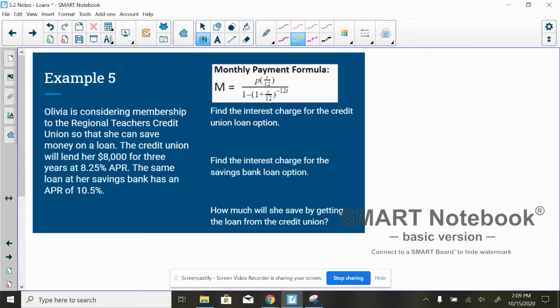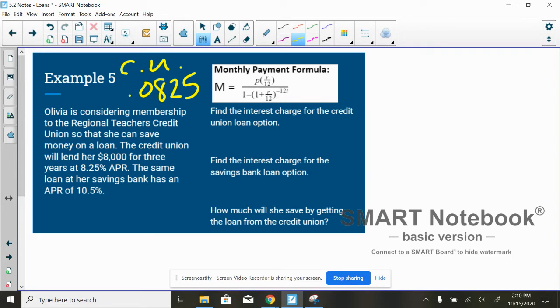So anytime we're getting a loan, you guys, we want to go for the least amount of years to pay that off and the lowest interest rate so that you pay the bank the least amount of money possible. So before I even do anything, I'm going to convert this. So I'm going to look at credit union. 8.25% as a decimal looks like 0.0825. When I'm plugging into my monthly payment formula, I definitely want to make sure I use the right decimal.